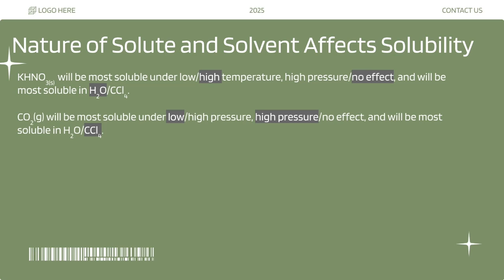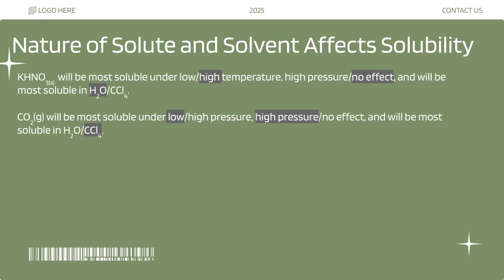KNO3 will be most soluble under high temperature, pressure will have no effect, and it will be most soluble in H2O. KNO3 is a salt, so increasing the temperature will increase its solubility. Pressure will not have an effect on it since it does not have an effect on solids. It will be more soluble in H2O because it is an ionic compound, which means that it can be dissolved by a polar substance.